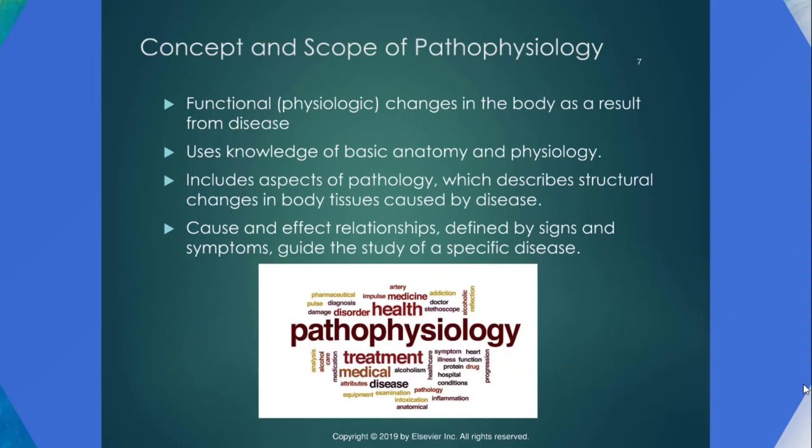So we are going to look at the physiological changes in the body as a result of disease. We're going to use our knowledge of basic anatomy and physiology. We're going to include aspects of pathology, structural changes caused by disease, and we're going to look at cause and effect relationships as defined by signs and symptoms to guide the study of specific diseases.